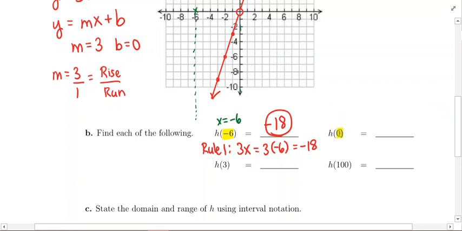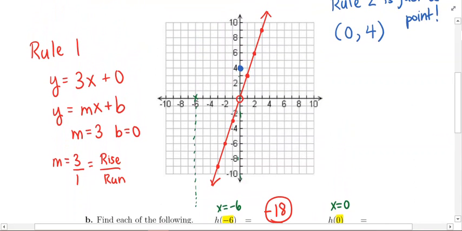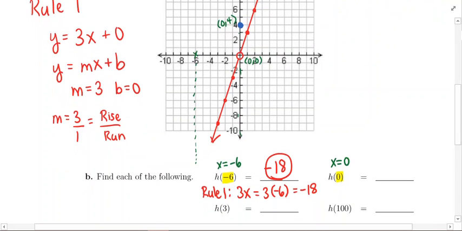Right here, in this case, x is 0. If we look at the graph, here's where x equals 0. That's where we're looking at both the closed circle and the open circle. The open circle is (0, 0), the origin. The closed circle is (0, 4). Both of those have an x value of 0. We have to go with the closed circle here because the open circle is not part of the graph. So that means that if x is 0, the output is going to be 4.